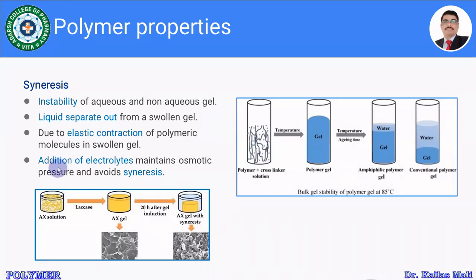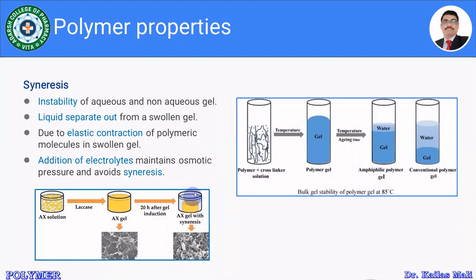So addition of electrolyte maintains the osmotic pressure and avoids syneresis. Then how to avoid the syneresis? It can be avoided by addition of the electrolytes into the polymeric gel or into the formulation, so that will maintain the whole gel structure.